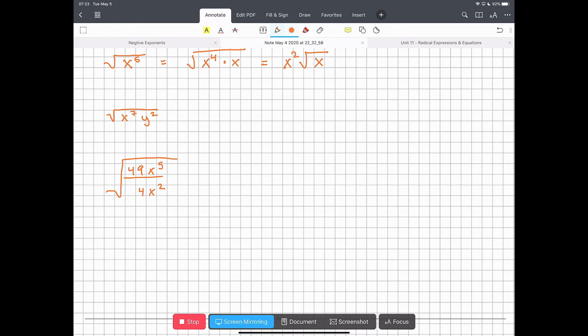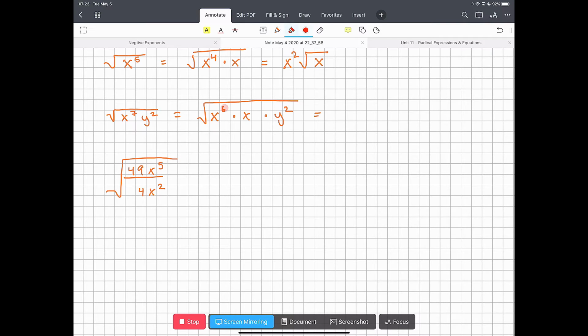Just 2 more. Now we're looking for the square root of x to the 7th times y squared. Well, x to the 7th we can rewrite as x to the 6th times x. And y squared, well, that's already a perfect square, so I'm going to keep that as it is. So I'm going to put those under my radical sign.